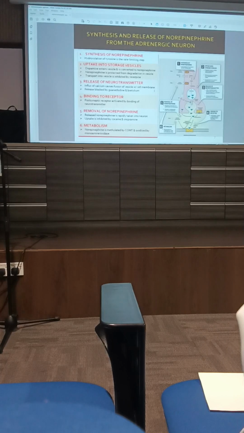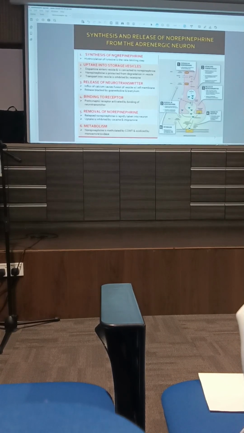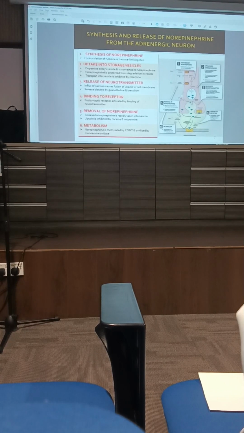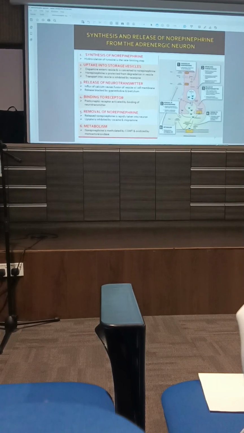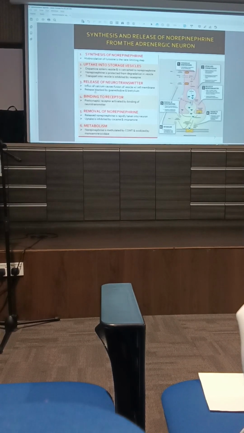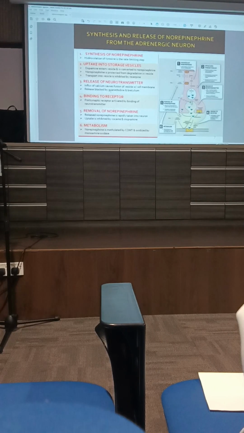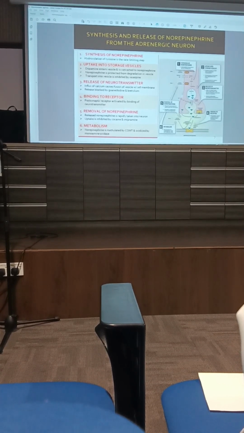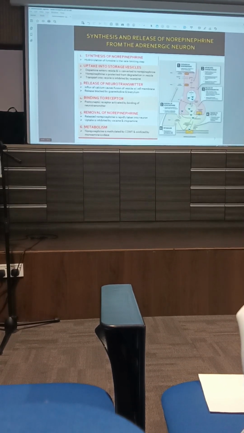For this slide, we will briefly talk about the synthesis and the release of norepinephrine from the adrenergic neuron. The first step involves synthesis of norepinephrine. Second step, uptake into storage vesicles. The third step, release of neurotransmitters. There's an influx of calcium that causes the fusion of vesicles with the cell membrane, and the release is blocked by guanethidine and bretylium. The fourth step involves binding to the receptor. Fifth, removal of norepinephrine, and the sixth one is metabolism.